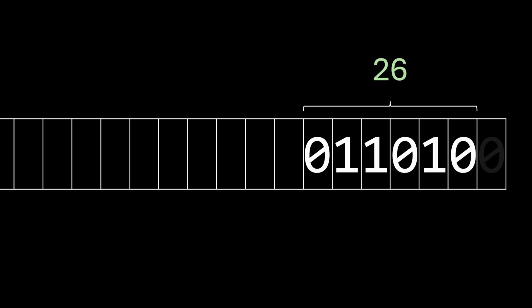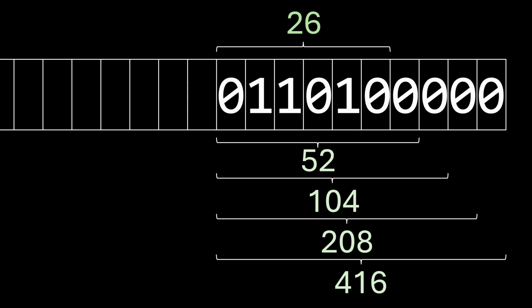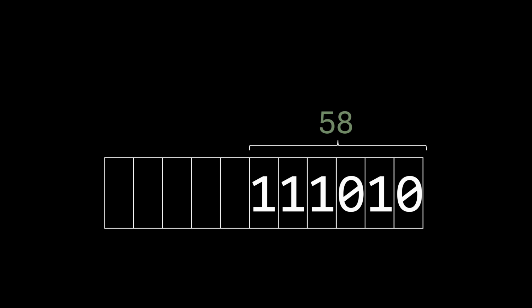In binary, shifting bits to the left and filling with zeros is equivalent to multiplying by 2. That means we can keep shifting left, effectively multiplying the original number by 4, 8, 16, 32, and so on. In the same way that shifting decimal digits to the right is equivalent to dividing by 10, shifting binary digits to the right and filling with 0 is equivalent to dividing by 2.